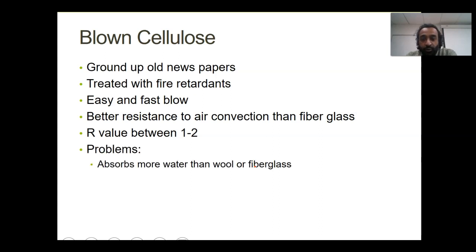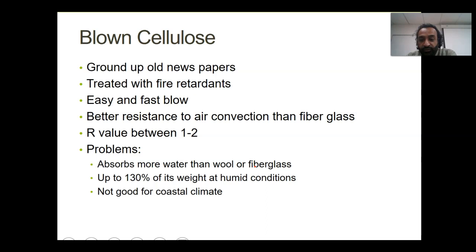Some problems: it absorbs more water than wool or fiberglass, which makes it an issue if you're going to be in a coastal area or near a river or place with high moisture. Up to 130% of its weight in humid conditions. So you can think of a problem if you put that in the attic and there's rain or leakage and it absorbs a lot of water. Probably the ceiling will cave in at some point. Not good for coastal climates, again for the same reason, because it absorbs a lot of humidity.